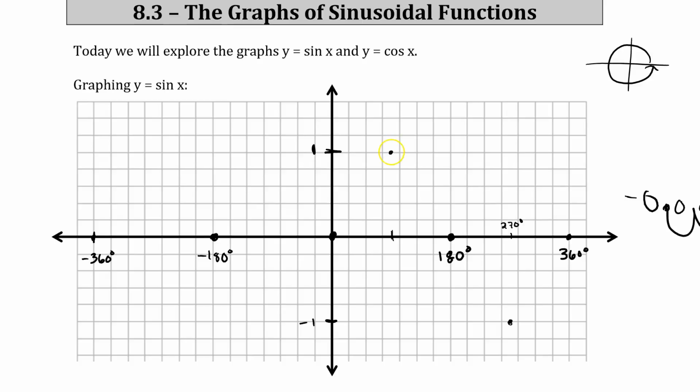So here's a maximum right here. This happens at 90 degrees. And if I were to connect my dots, really for a sinusoidal, I need to have 5 different dots. 1, 2, 3, 4, 5. Once I have those 5 dots, I can just connect them in a smooth way.